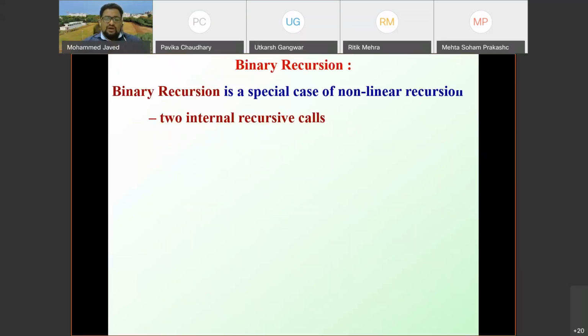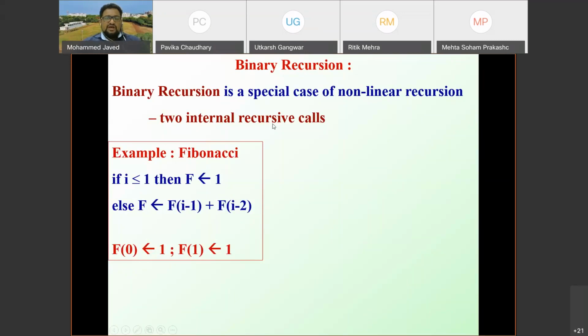Now the second type of recursion here is the binary recursion. I think you are already familiar with the famous example of the Fibonacci number. Fibonacci number is an example of binary recursion, where binary recursion is a special case of nonlinear recursion. Two internal recursive calls are made in this case. So an example would be finding the Fibonacci number.